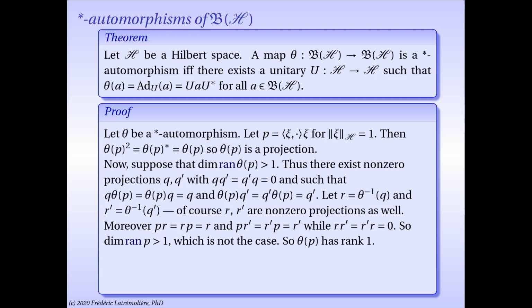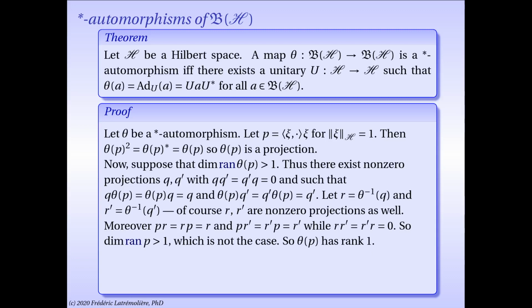The same reasoning applies for q prime, so we have the desired identity with this choice of q and q prime. Now, let R be theta inverse of q, and R prime be theta inverse of q prime. Theta is a star automorphism, so theta inverse is also a star automorphism, and that tells us a lot of information about R and R prime. For instance, R and R prime are both projections, for the same reason as theta of p is a projection, because p is a projection. That is, we can easily check that R equals R square equals R star, and similarly with R prime. Moreover, since neither q nor q prime are 0, and since theta inverse is of course injective, R and R prime are non-zero projections as well.